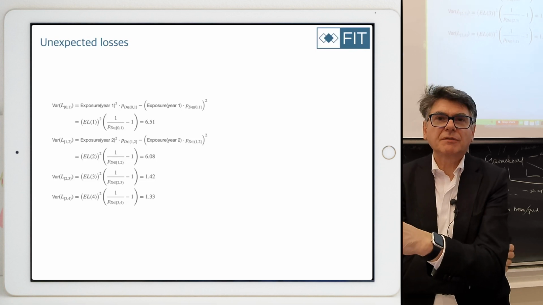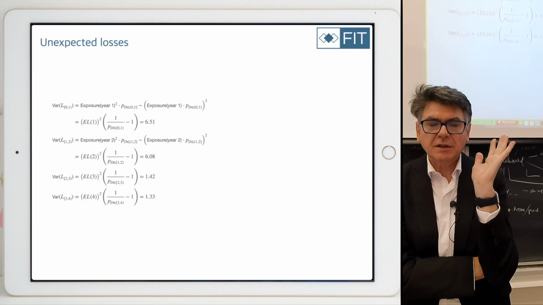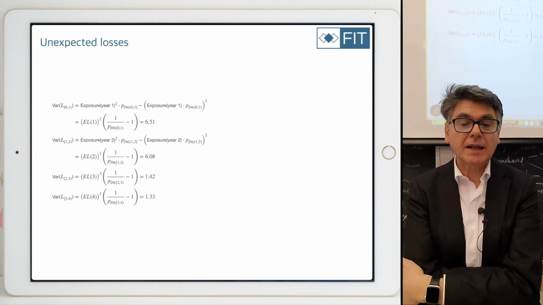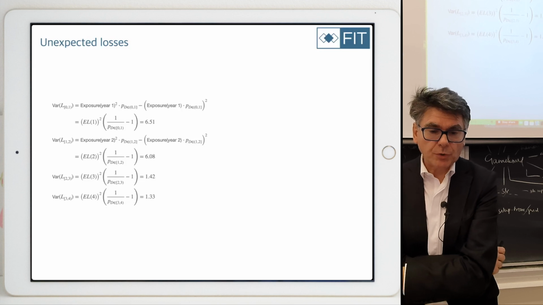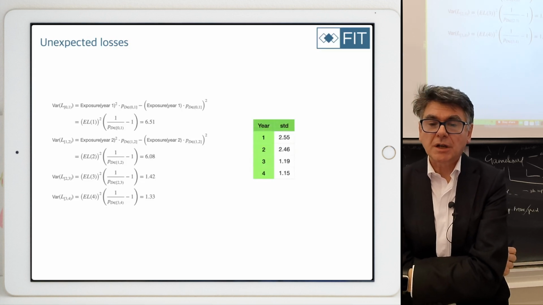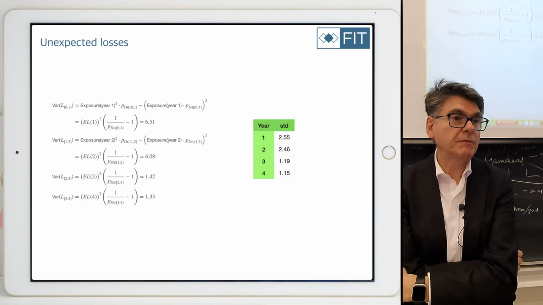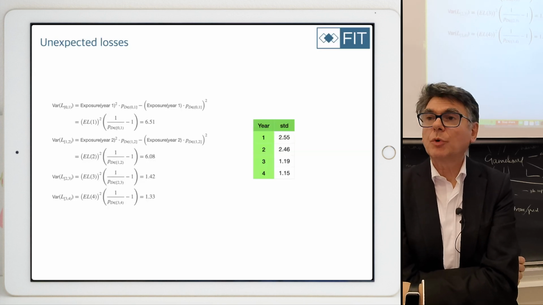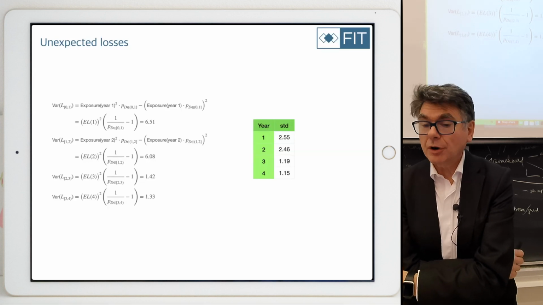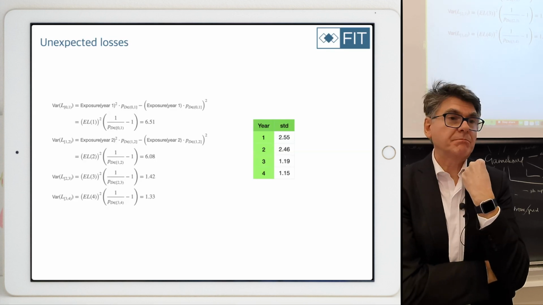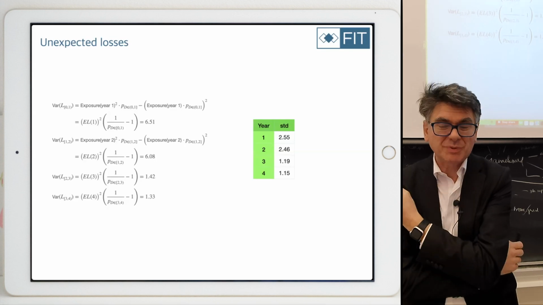So you can do the standard deviation per year. There's nothing secret here. And the answer I get is that I have the variances, 6.5, 6, 1.42, 1.33. These are the variances, which give me standard deviations given by this. The first year, the standard deviation is 2.55. The second year is 2.46. The third year is 1.19. Of course, I've already received the first $5 payment, so it drops substantially.